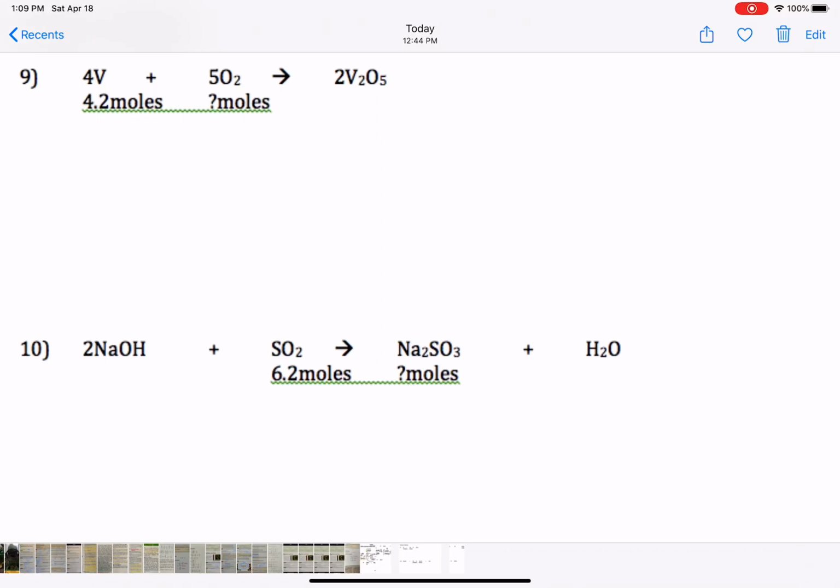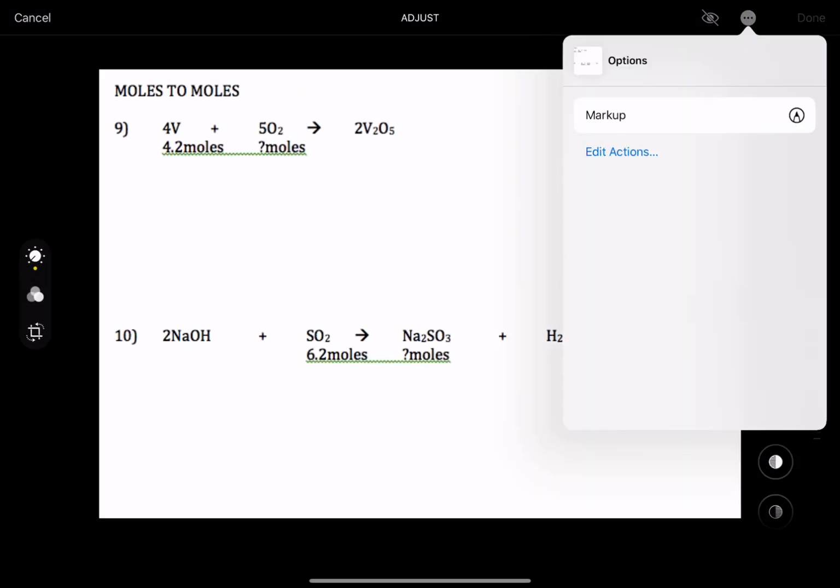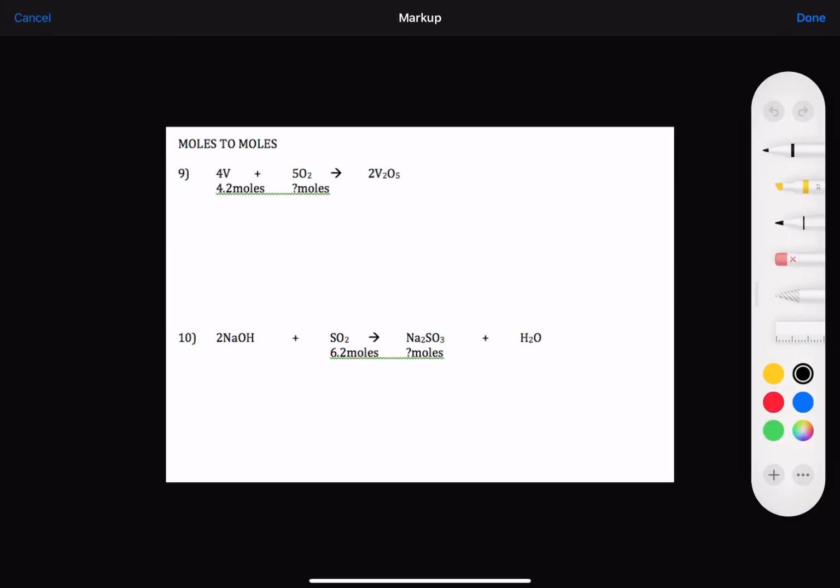And that is going moles to moles. So moles to moles is the easiest one, and that's the last type of problem. Should probably do those ones first. So you have 4.2 moles of B, which is vanadium. So I'm not going to label them A or B because they're really short compounds. That's not going to be too hard.